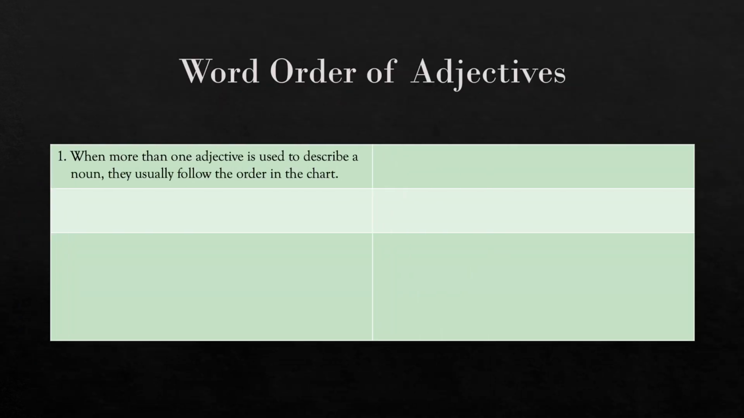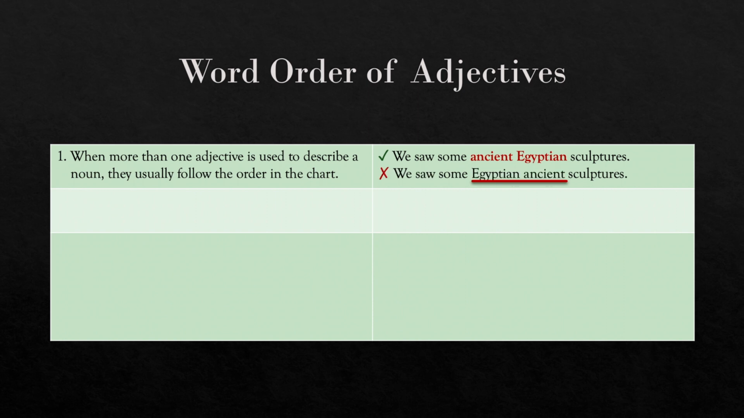Rule number 1. When more than one adjective is used to describe a noun, they usually follow the order in the chart we just looked at. So it's okay to say, we saw some ancient Egyptian sculptures. But it's really weird to say, we saw some Egyptian ancient sculpture. That's even hard for me to say.